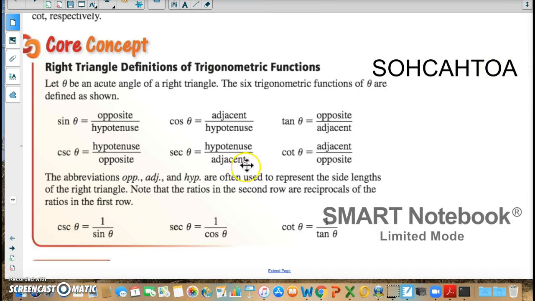And down here below them are what we call the reciprocal functions, or sometimes cofunctions. This is cosecant, and that's hypotenuse over opposite. It's the reciprocal of sine. This is secant, it's the reciprocal of cosine. And cotangent is the reciprocal of tangent. Okay, these are abbreviations often used. And again, these are reciprocal functions. See, just flip them upside down.